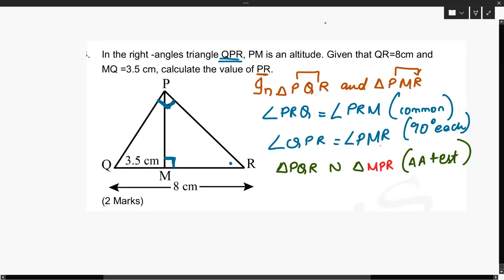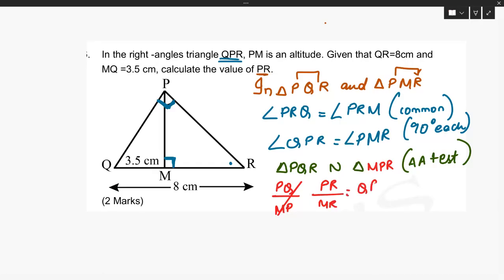MPR, now it is correct. Chalo. PQ upon MP, this is not needed, so let's not think about it. Then we have PR upon MR, which is equal to QR upon PR.